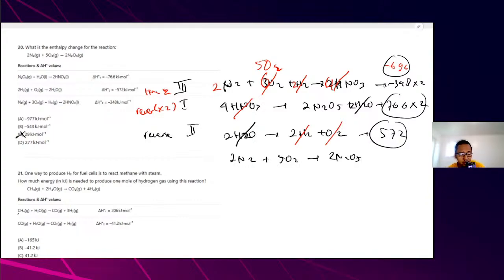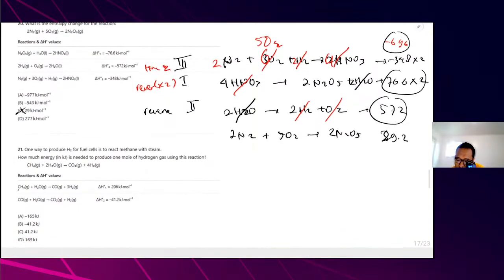29. Okay, let's take a look again. Minus, okay, 76.6 times 2 plus, yeah, 29.2. Okay, one way to produce H2 for fuel cell is to react methane with steam. How much energy in kilojoule is needed? Blah blah blah. Same thing.